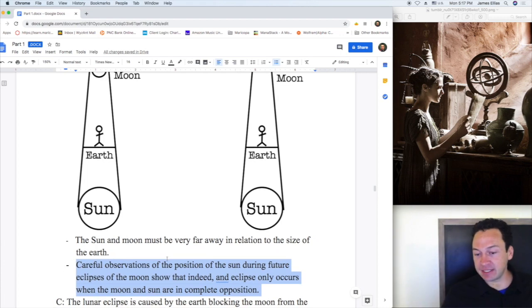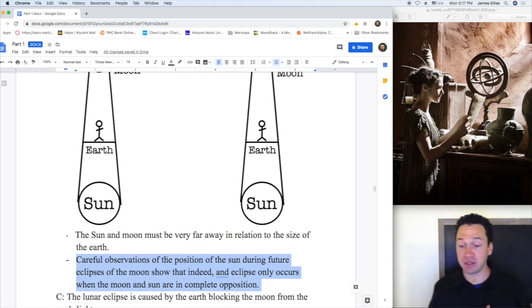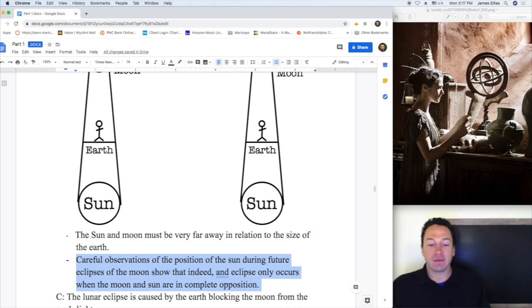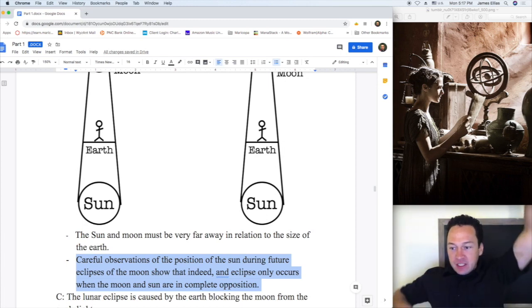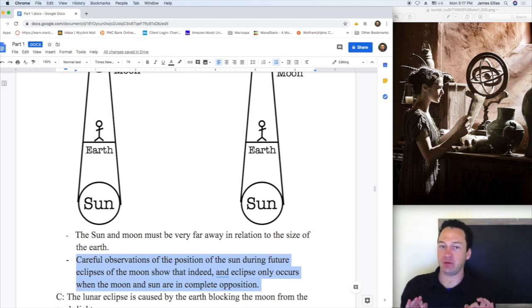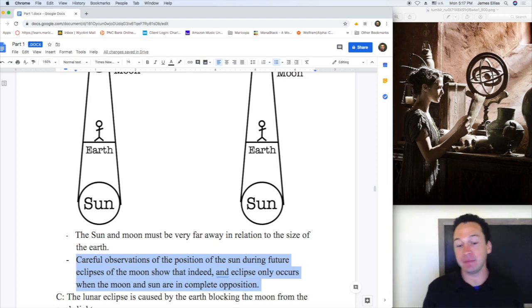Okay. Now what we see is that careful observations of the position of the sun during future eclipses always show that, yes, the lunar eclipse will only occur when the sun and moon are in direct opposition to one another. By keeping track of the positions of the sun and moon, by estimating the position of the sun when they can't see it, when it's underneath the Earth, they say, yes, the eclipse will only occur when they're in direct opposition.